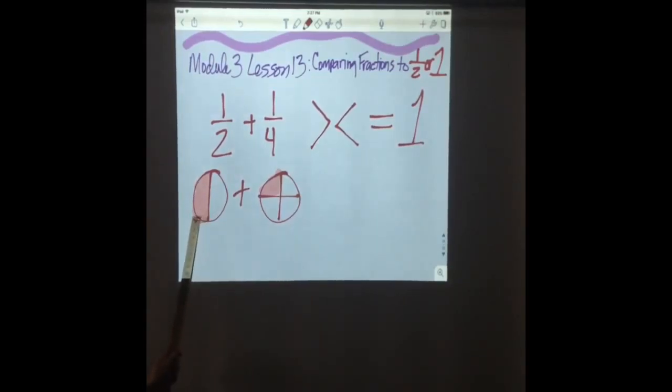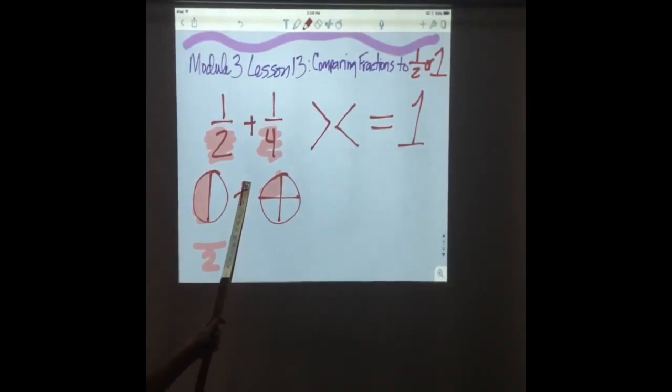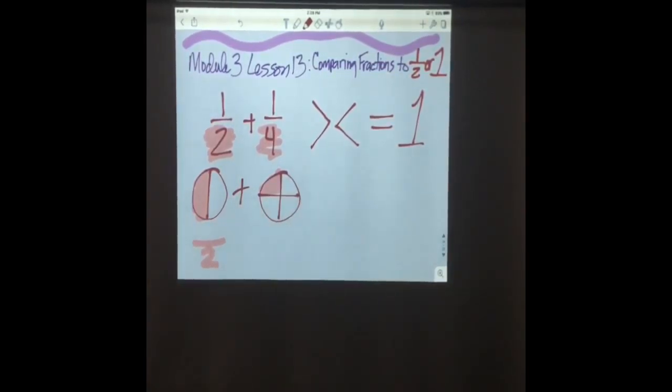Okay, now a half is where we have two pieces, right? 1, 2, and so our bottom number is 2. That's how we get this. And this is 1, 2, 3, 4 pieces, right? And that's how we get that 4. Now I guess if we put a half and a fourth together, we could do that, couldn't we?